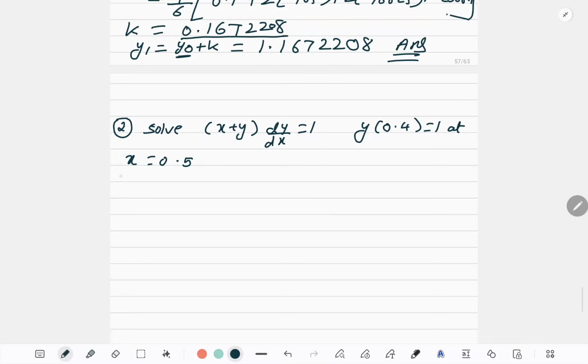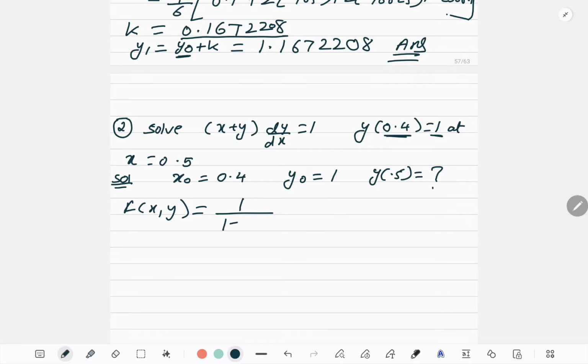Now look here. So now when I'm solving this question, x0 value is equal to 0.4, y0 value is equal to 1. See, x0 is this, y0 is this. And you need to find out the answer at 0.5. And what is the function? Function value is equal to 1 upon x plus y. From here, dy by dx is 1 upon x plus y, which becomes my function value.